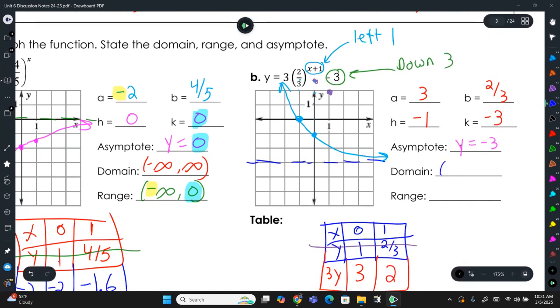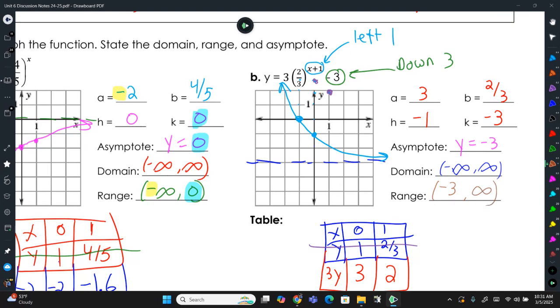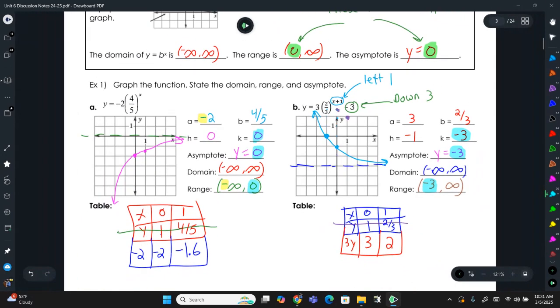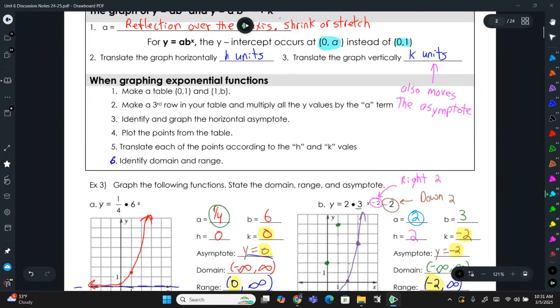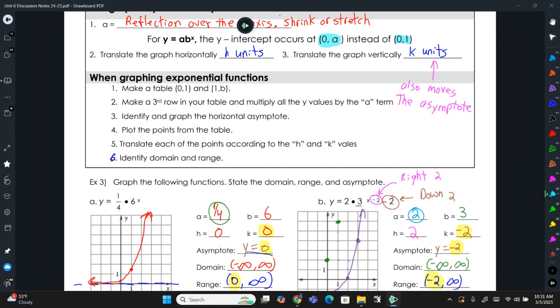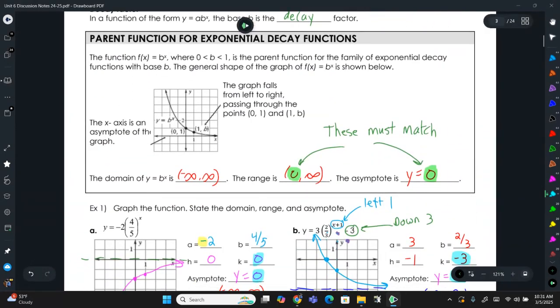So our domain is going to be negative infinity, comma infinity, like it's always been. Our range is going to be negative 3, comma positive infinity, because our graph is going up when we look at the left side to all those positive y values. And we can see all of these align, so we know that everything should make sense. All right, so that's it for graphing exponential functions. Again, you just want to follow these steps that we have here to kind of see how you do it if you forget.